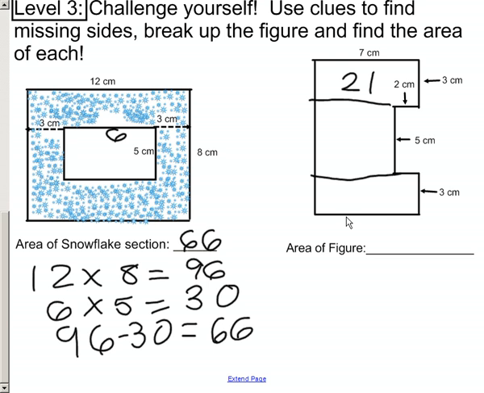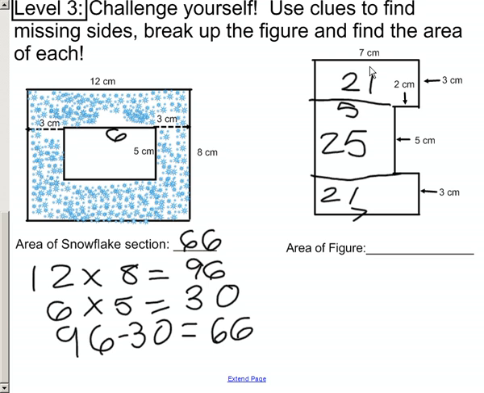And this part down here is going to be the same. This is 7 times 3, 21. Now over here I have 5 for the height for this part right in here. Now I have to figure out what my width is going to be. Well, I know the whole across up here is 7. This little chunk is 2. So 7 minus 2 gives me 5. So I'm going to do base times height, 5 times 5, and get 25.